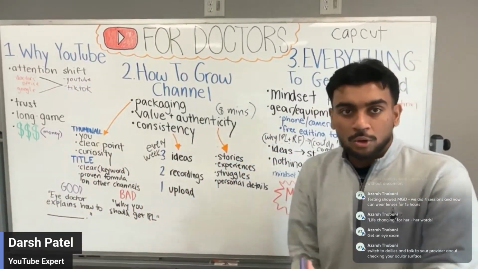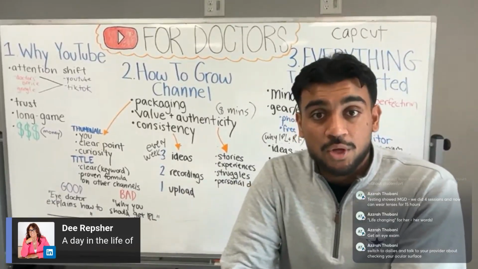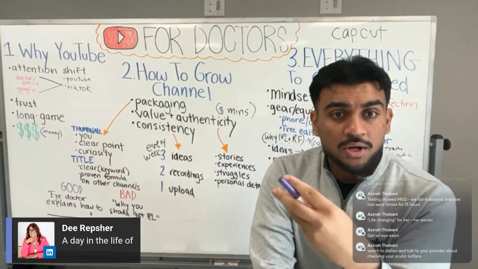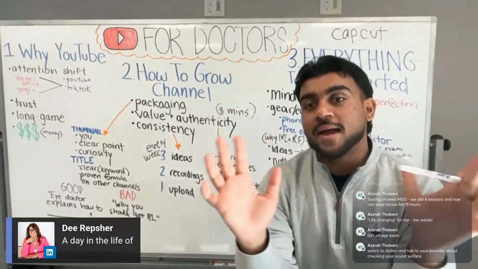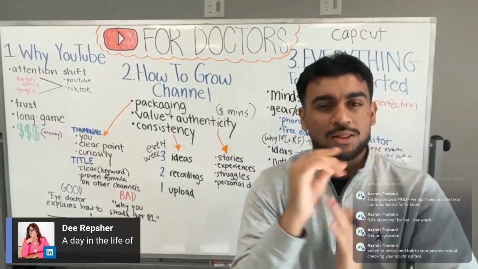Okay, we'll do one more. We have D here. A day in the life of. So this is a day in the life of you as an optometrist. D, can you tell me what exactly this is the day in the life of? So give me a little bit more clarity.